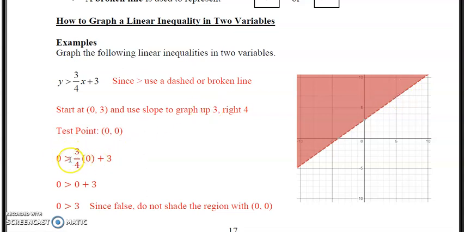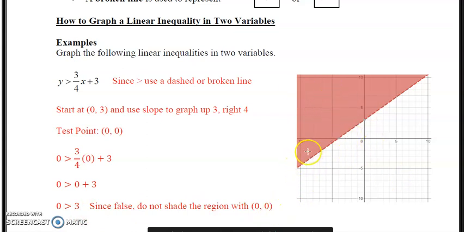So I put the test point in. 0 is greater than 3/4 times 0 plus 3, so 0 is greater than 0 plus 3, 0 is greater than 3. We know this is not true, so since this is false, we shade the region that does not include the test point (0, 0). And there's your graph there.